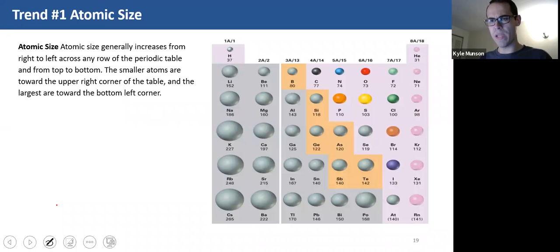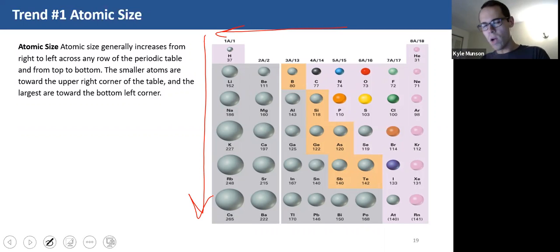So the first trend that we can observe in the periodic table is atomic size. So atomic size generally increases from right to left across any row in the periodic table and from top to bottom. So basically elements, the size of their radii, if you will, increase as we go this way across the periodic table and this way across the periodic table. Okay? So the small atoms are towards the upper right corner of the table, and the largest atoms are towards the bottom left of the table.